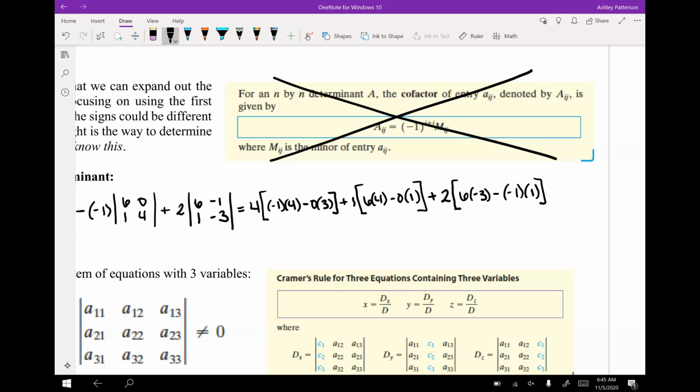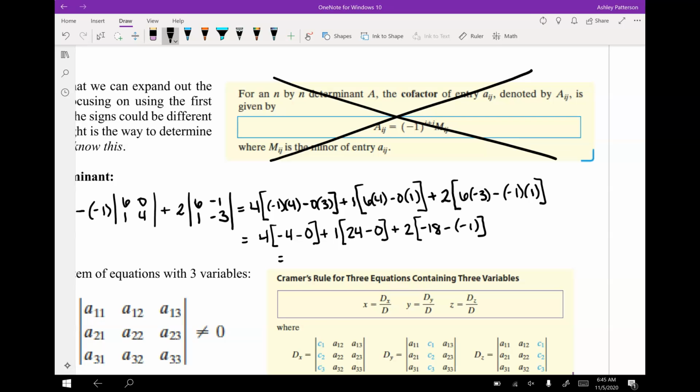Once we have everything plugged in, we can now start to calculate with just basic arithmetic. We have a 4 on the outside. -1 times 4 is -4 minus 0, because it's 0 times 3, plus 1. 6 times 4 is 24. 0 times 1 is 0, plus 2 on the outside. 6 times -3 is -18, minus -1 times 1, which is our -1.